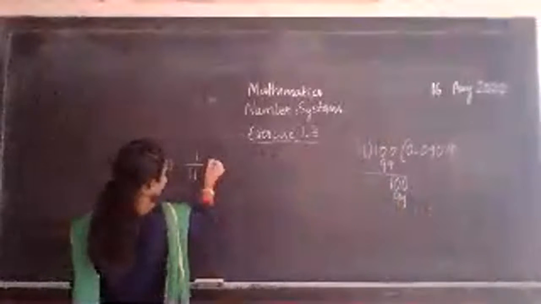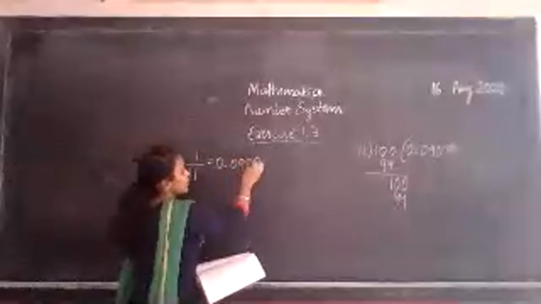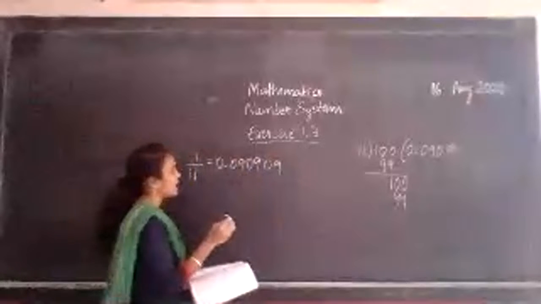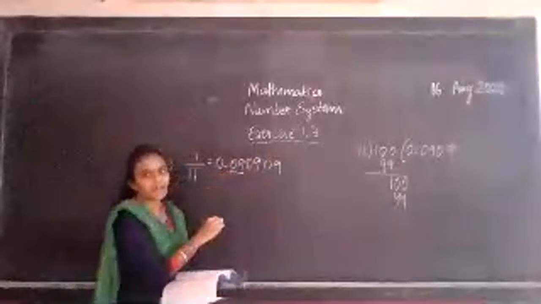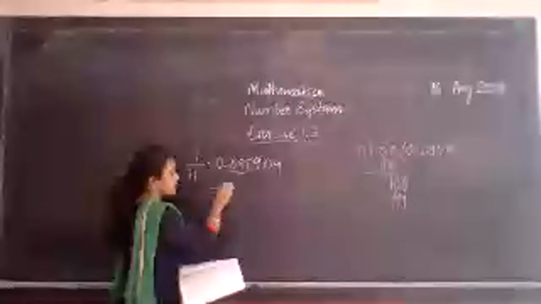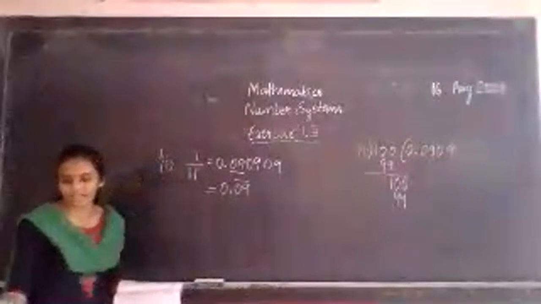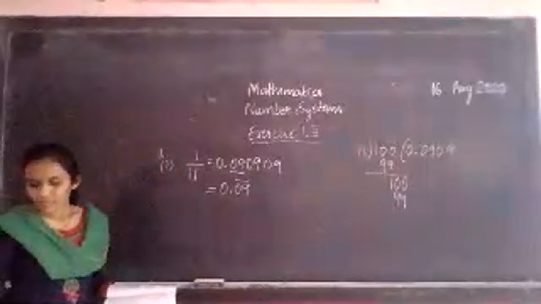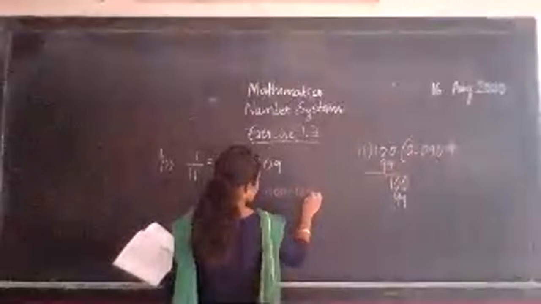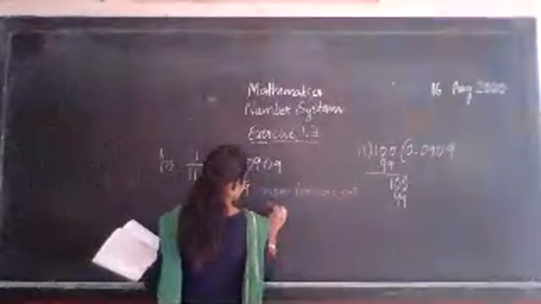Therefore, the value of 1 by 11 is 0.090909 and goes on. So here you have to observe that this particular 09 is repeating, that is, it is recurring. So I can write this as 0.09 bar. Okay, so this decimal expansion is non-terminating but recurring.